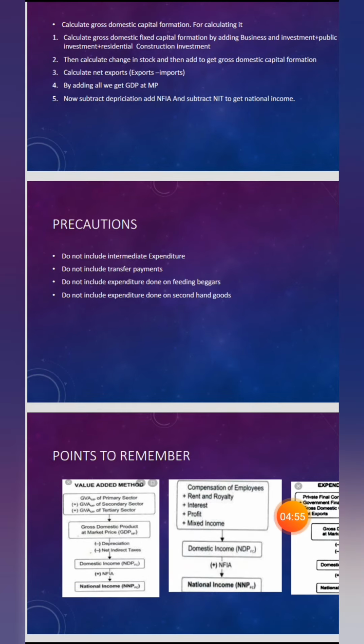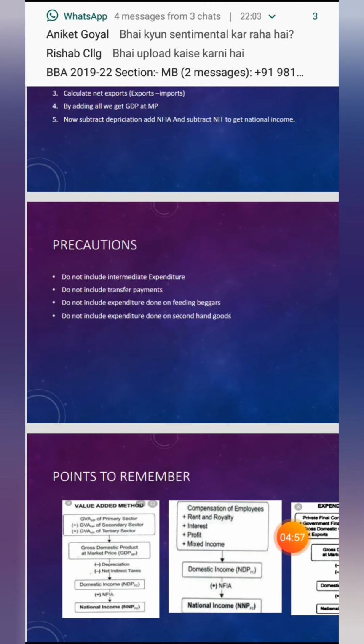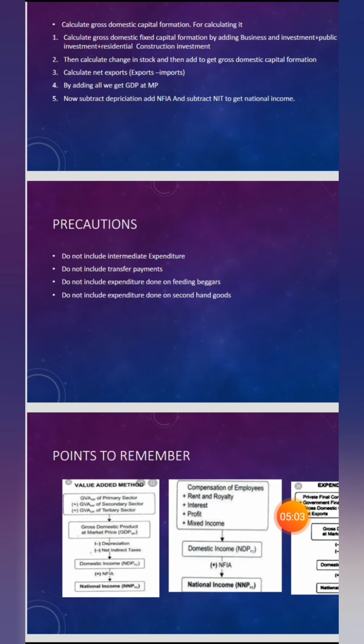Points to remember: value added method. GVA at MP of primary sector, add GVA at MP of secondary sector, GVA at MP of tertiary sector, we get gross domestic product at market price, minus depreciation, minus net indirect tax, we get domestic income, add net factor income from abroad, we get national income from value added method.